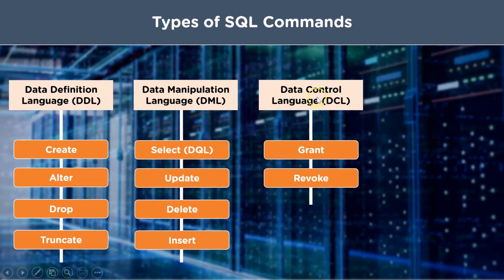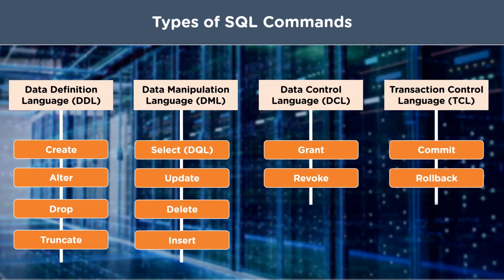Third, we have data control language or DCL. So DCL commands allow you to control access to data within the database. These DCL commands are normally used to create objects related to user access and also control the distribution of privileges among users. So we have grant and revoke, which are the examples of data control language. Finally, we have something called as transaction control language or TCL. So TCL commands allow the user to manage database transactions. Commit and rollback are examples of TCL.